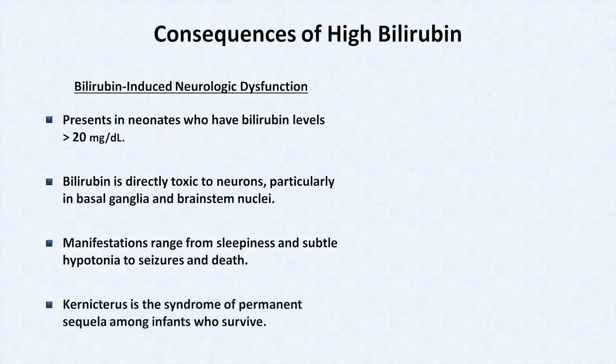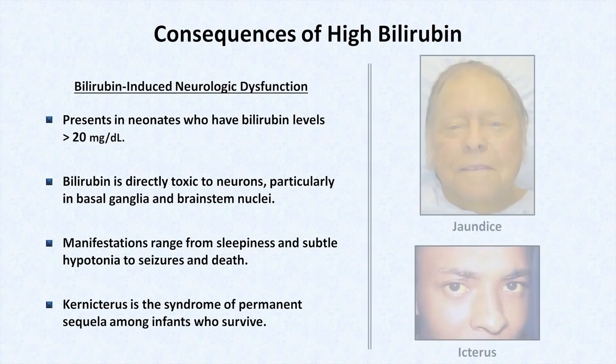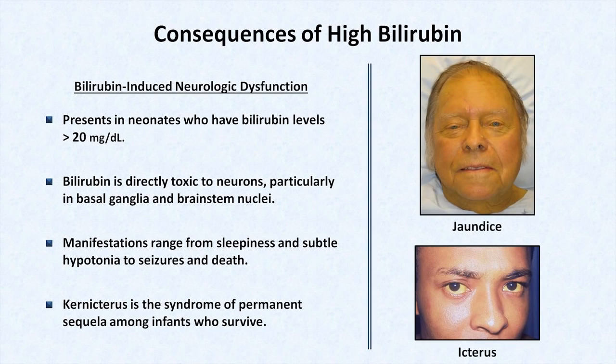Among infants who survive, the syndrome of permanent sequela is called kernicterus. In older children and adults, a high bilirubin isn't directly dangerous at all, but can lead to a yellowish discoloration of the skin called jaundice and yellowish discoloration of the sclera called icterus. Both jaundice and icterus occur at a total bilirubin level above 2.5 to 3 milligrams per deciliter.